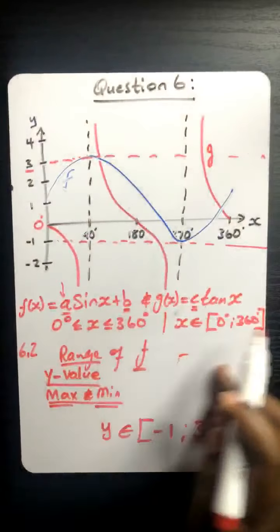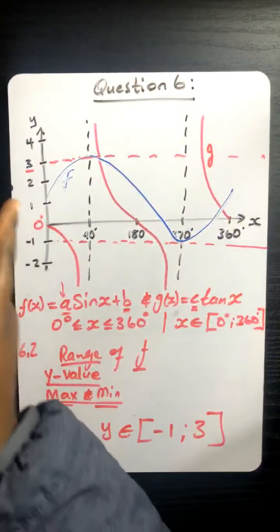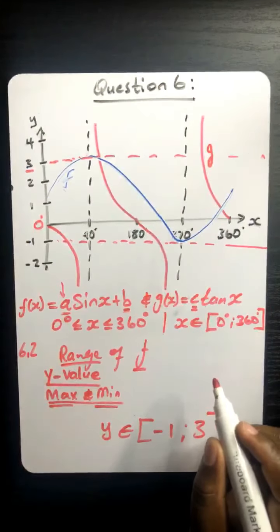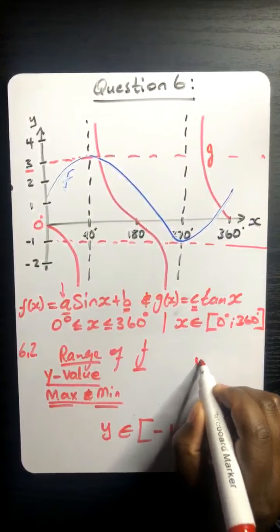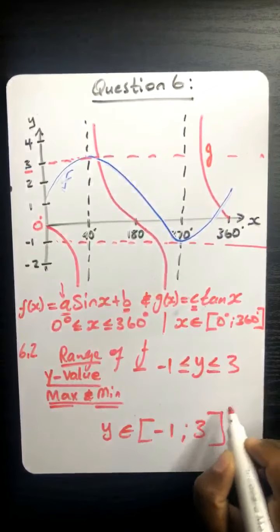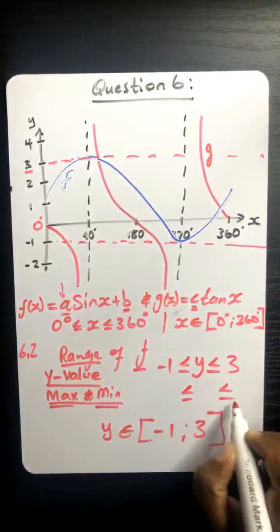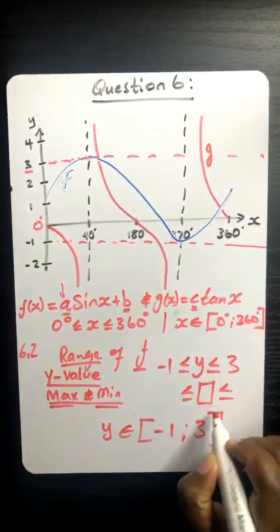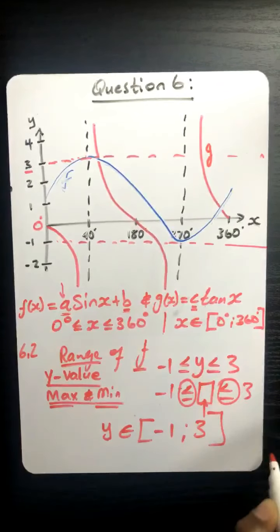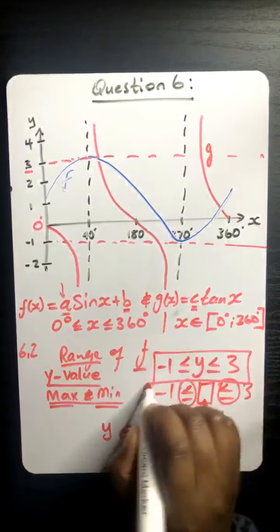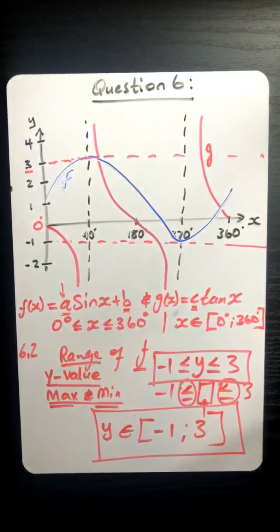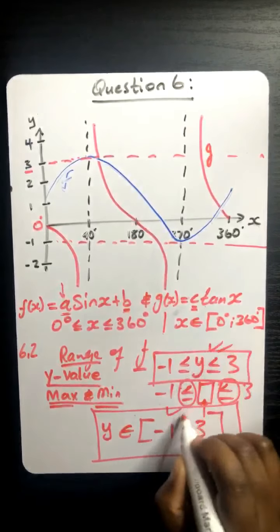Or otherwise, someone can say it is ranging between -1 and 3. So you can write that in the form of an inequality to say this range is between -1 and 3. The moment you have something in between, you are simply saying this thing is between whatever value and whatever value. That's how you explain it. Whether you give it that way or this way, 2 marks.